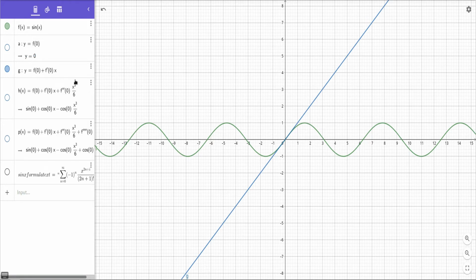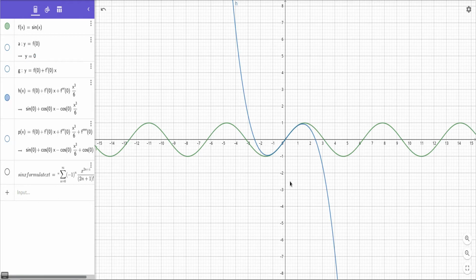So, we have the x cubed over 3 factorial, and then f triple prime of 0, our third derivative at 0, is going to be negative 1 in this case. And then what we do is we take this curve and graph it, and you can see it's getting even closer to sine. Look how close this is for this interval right here. It looks quite similar. And then we can take this to the 5th degree.